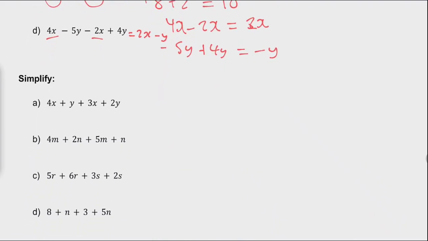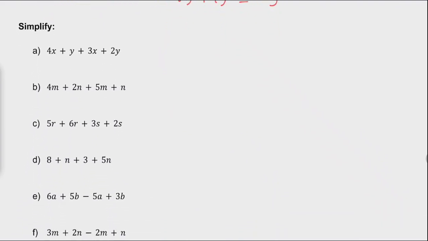Okay, let's do some examples. So we want to simplify 4x, add y, add 3x, add 2y. What like terms do we have? We've got x's and y's, so let's deal with the x's. So we have 4x, add 3x, that is equal to 7x. And then we have y plus 2y, which is equal to 3y. Overall, we've got 7x, add 3y.